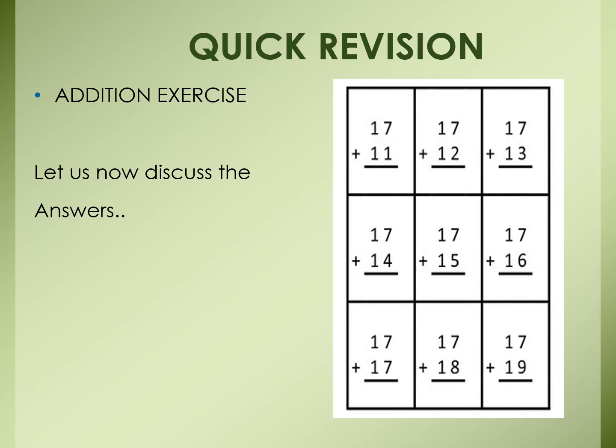Coming to the next question, which is 17 plus 12. 7 plus 2 is 9 and 1 plus 1 is 2. So the answer is 29. Students, all the rest of the questions are of carrying forward. We will not be discussing carrying forward questions for now. This worksheet was for the purpose of showing you the horizontal manner of addition.